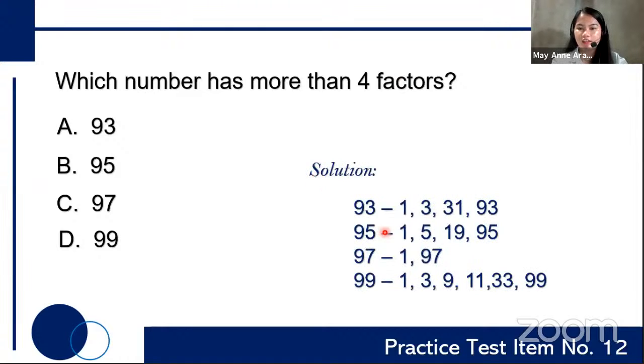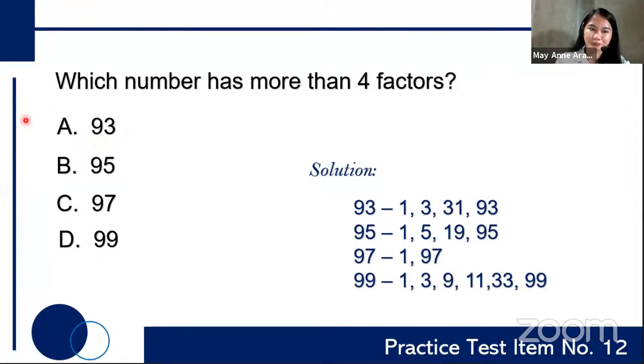Okay. For 93, we only have 4 factors: 1, 3, 31, and 93. And for 95, we have 1, 5, 19, 95. For 97, since 97 is a prime number, the only factors of 97 are 1 and 97. And for 99, we have 1, 3, 9, 11, 33, 99.